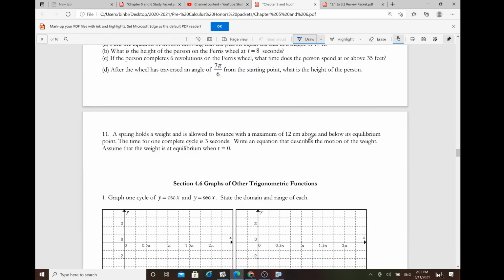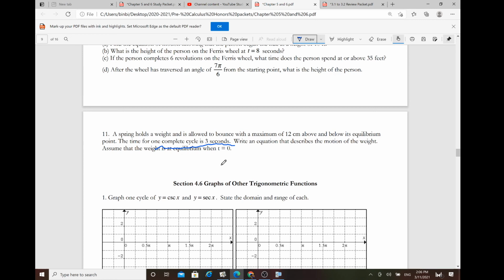And number 11, that one is quite similar, but this one is about a spring. A spring holds a weight and it's allowed to bounce with a maximum of 12 centimeters above and below the equilibrium point. The time for one complete cycle is 3 seconds. So one complete cycle in every 3 seconds. Write an equation that describes the motion of the weight. Assume that the weight is at equilibrium when t equals 0. Equilibrium means it stopped moving, it's being balanced, it's not moving around.